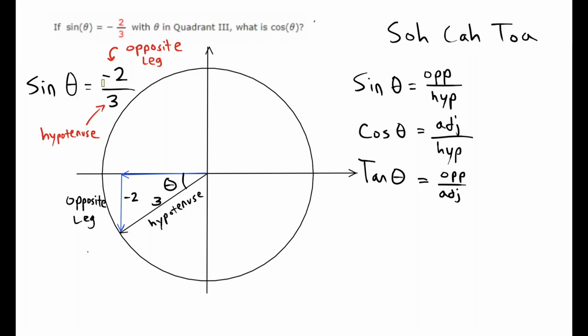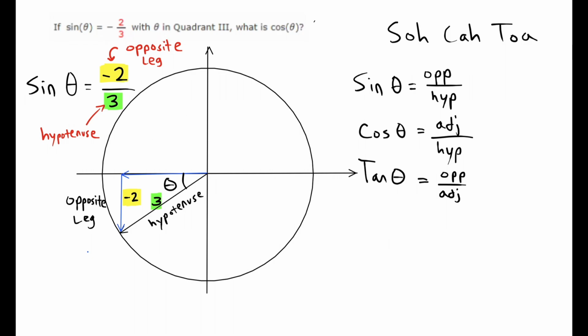So when you have sine of an angle equal to a fraction, the numerator of the fraction has to be the leg of the right triangle that's not touching the theta. It's called the opposite leg. And so you want to take that number and attach it to the opposite leg of the right triangle. And then your hypotenuse, the 3, is the diagonal of the right triangle.